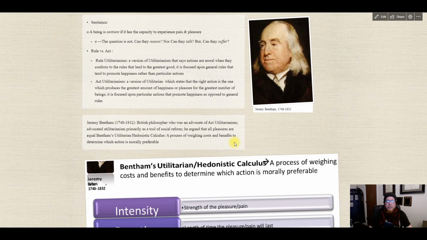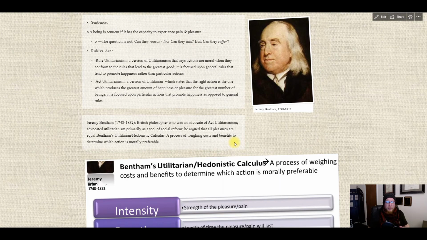On the other hand, act utilitarianism is the view that says the right action is the one which produces the greatest amount of happiness or pleasure for the greatest number of beings, period. Whether or not certain rules are violated or not, because those rules are not in place. So, in an extreme example, do you kill one person terribly through some sort of laboratory experiment to cure cancer? The act utilitarian would say, absolutely. What's one person compared to the lives of millions of people?